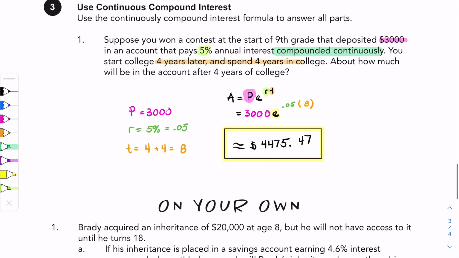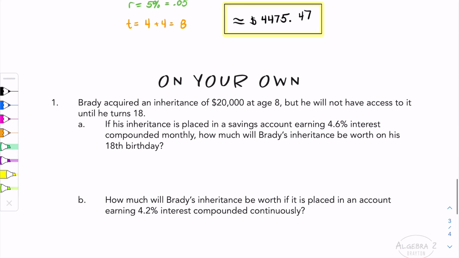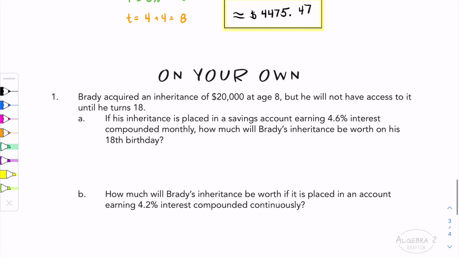Okay, I'm going to do the on your own section by myself. You guys can watch as I do that. And we're going to stop right here today, saving the last part, which is population, for tomorrow's video.